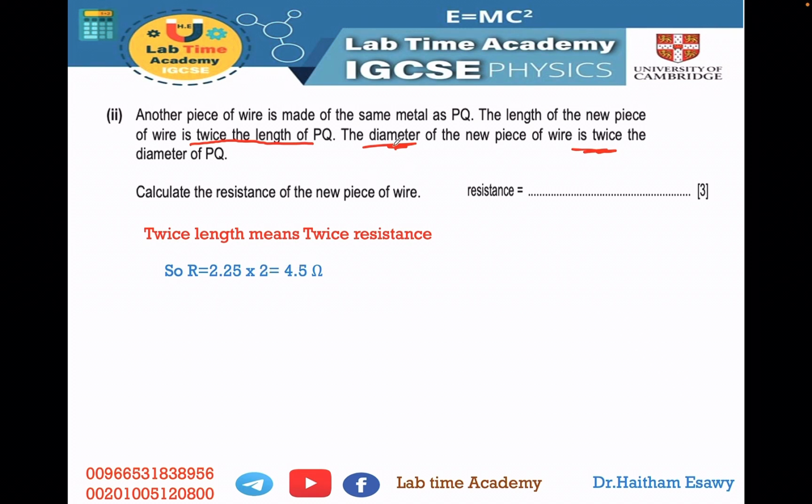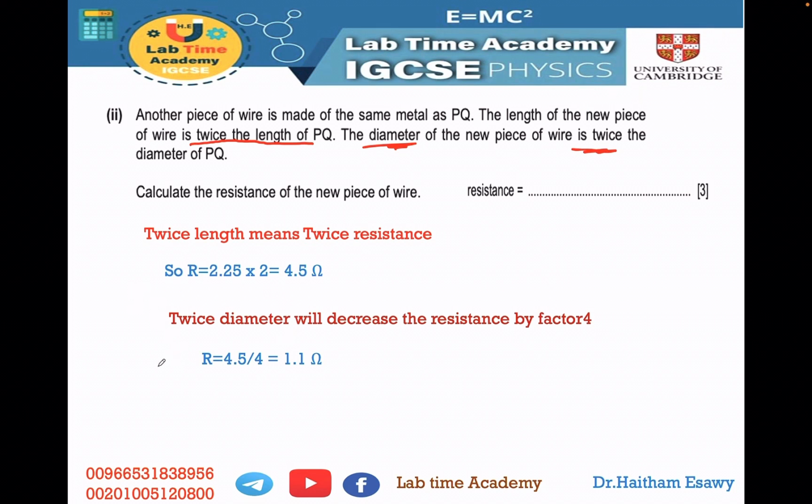The second point, the diameter of the new piece of wire is twice the diameter of PQ. Actually, we have inversely proportional between cross-sectional area of the wire and its resistance. By increasing the cross-sectional area of the wire, its resistance will decrease. And here he said the diameter of the new piece of wire is twice the diameter of PQ. So this means that the resistance will be decreased by the factor 4. So here R will be equal 4.5 divided by 4 equal 1.1 ohm.